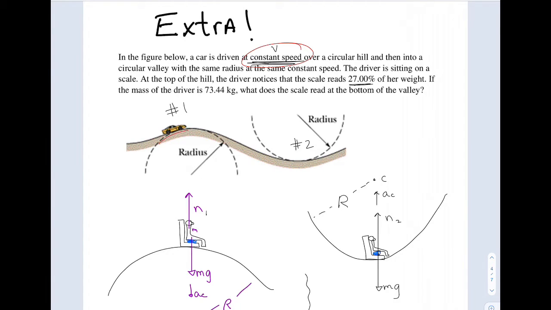And here it goes over a hill, and then over here it goes downhill, through a dip at the same speed. So the speed is the same in both pictures. I called this picture 1, and I call this picture 2. And they say the driver is sitting on a scale.